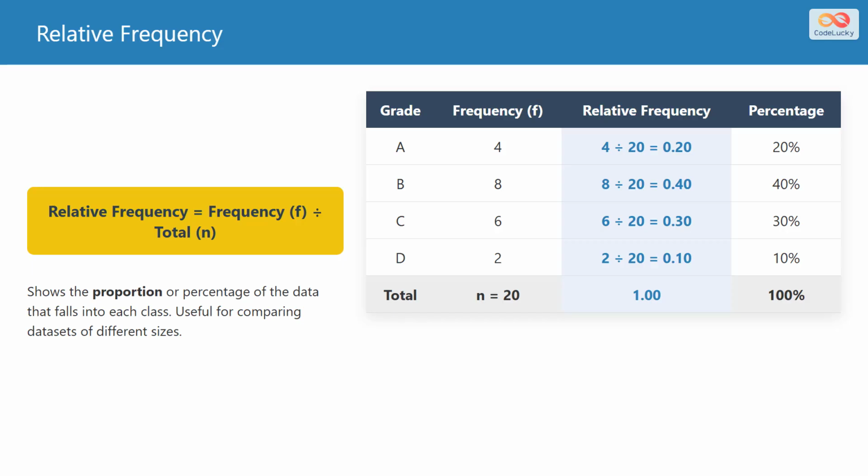Sometimes the raw count isn't enough. Relative frequency compares the count to the total number of data points. By dividing the frequency by the total, we get a decimal or percentage. This tells us, for example, that 40% of students got a B grade.